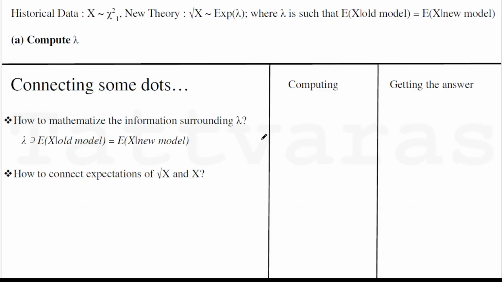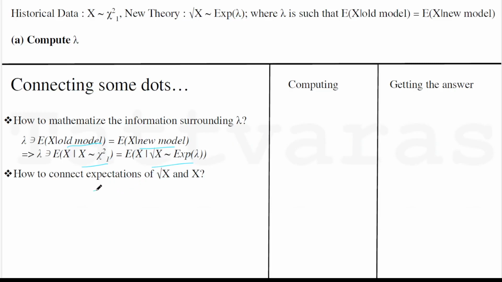To put maths into English, quite simple. You have lambda such that the expectation of the variable under the old model has to be the same as the expectation of the variable under the new model. And we also know, to mathify it even further, that by the old model, what we mean is this distribution. By the new model, what we mean is this distribution. Okay, we have it, the maths around English.